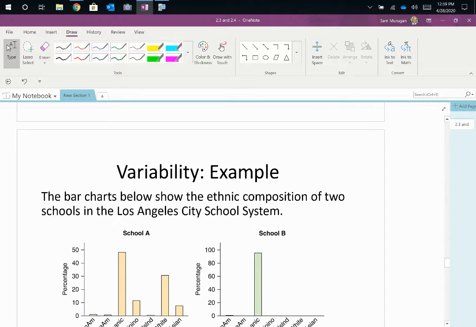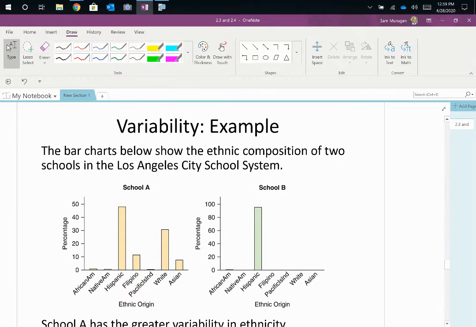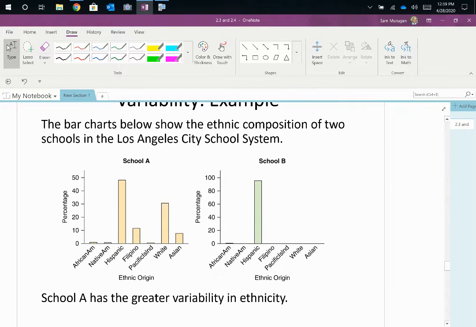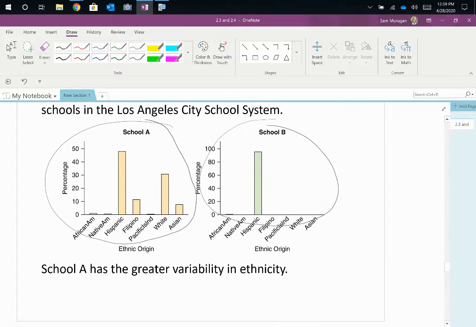So here's an example. Our charts below show the ethnic composition of two schools in the LA school system. School A has greater variability in ethnicity than School B. We described that more variability in this chart because, that's pretty obvious, there are more bars versus School B, where there are only two bars to compare. There is low variability in School B.